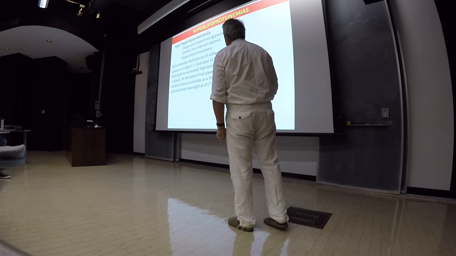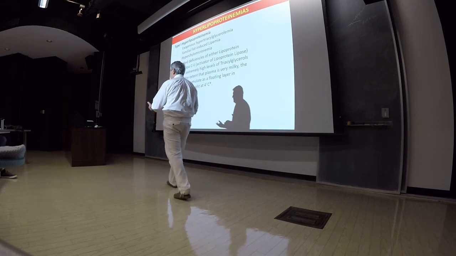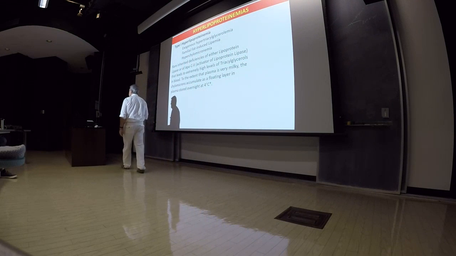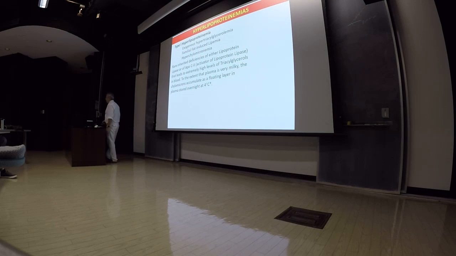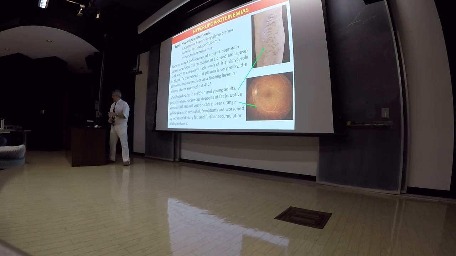So what you see in these patients, especially after a meal, is very, very high levels of triacylglycerol. In fact, if you look at the plasma, it looks almost like milk. All you have to do is leave the tube in the fridge overnight, and you can see the excess TAG chylomicrons building.